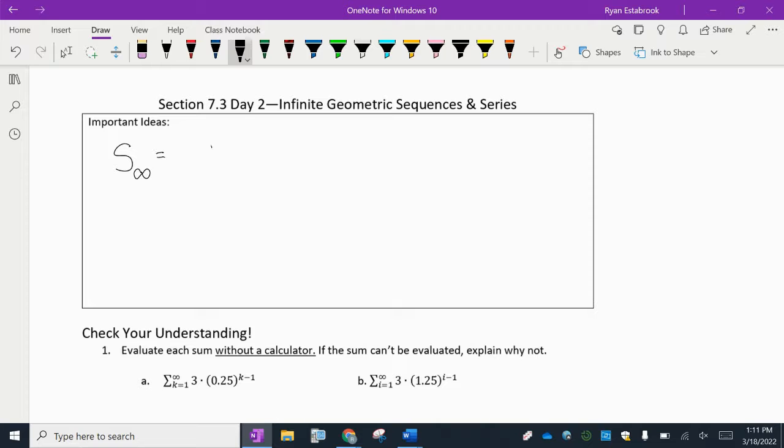So the sum of an infinite series might look like this, where n equals 1 to infinity of some geometric series. It's geometric. There's a first term times the ratio to the n minus 1 power. Can we actually find the sum of a series like this? The answer is yes, as long as it meets a certain condition.